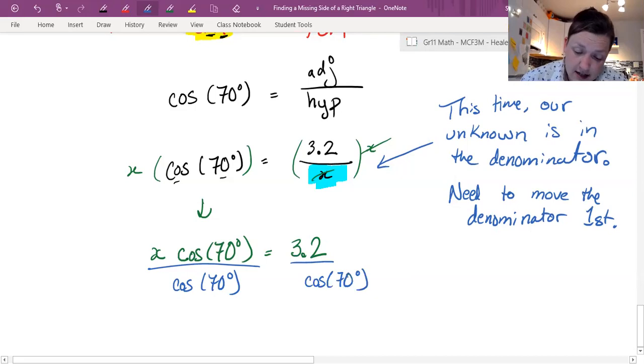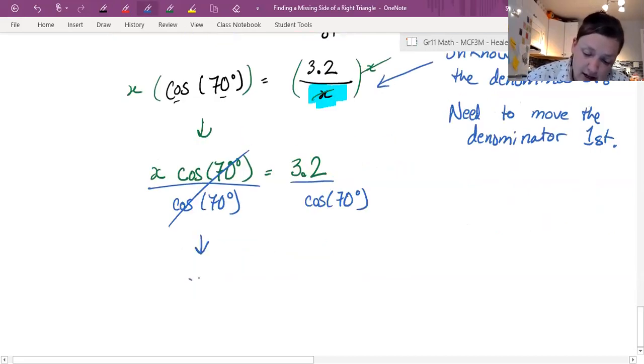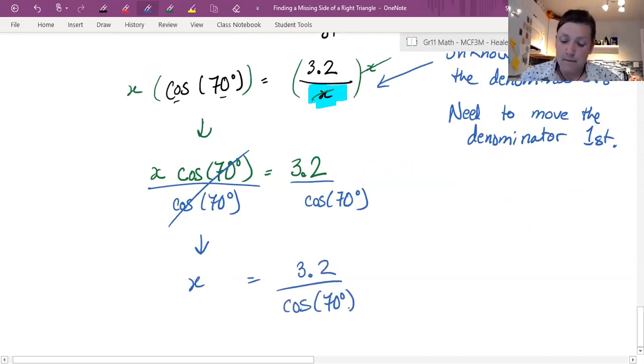So on the left-hand side here, we had x times cosine of 70 divided by cosine of 70. They cancel out. And so on this left-hand side, we are left just with x. And on the right-hand side, we have 3.2 divided by cosine of 70 degrees. And I can actually plug all of this into my calculator in one step. I'm going to show you how to do that.